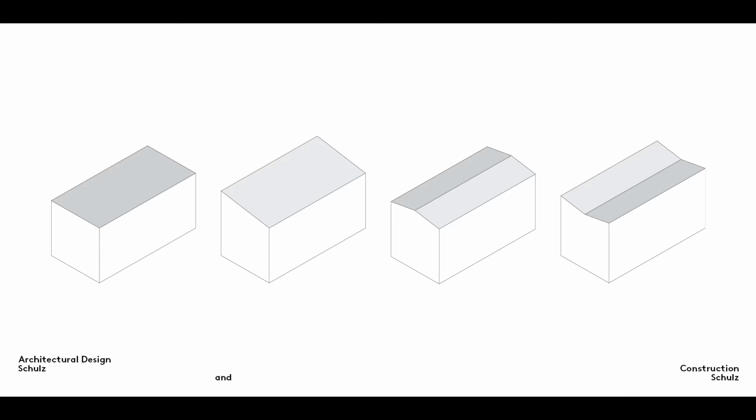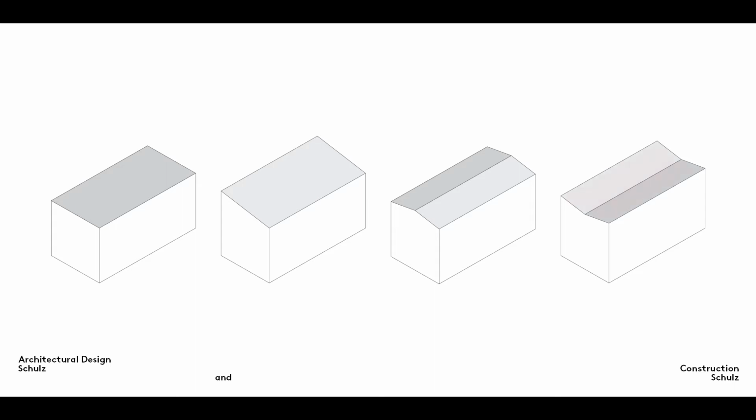If you think back to our series on pitched roofs, you will remember that roofs with a pitch of less than 10 degrees are referred to as flat roofs. All the roof shapes you can see here have a pitch of 10 degrees or less and are therefore flat roofs regardless of their shape.